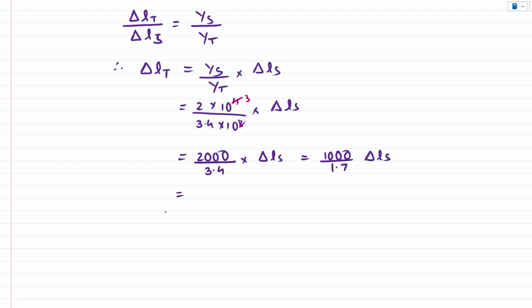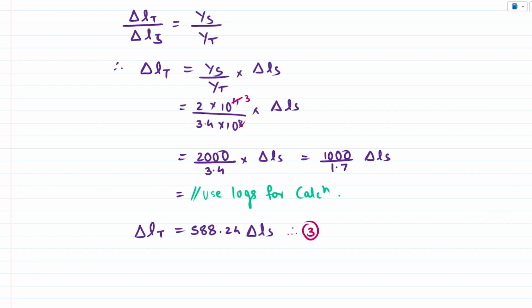And now you'll have to use logs to calculate this. So use logs for calculation, but for video, we'll skip the step and we get the answer as 588.24 times delta LS. So if you want to find the value of delta LT, that is extension in tungsten, we'll have to find the value of delta LS first. So let me mark this as equation number 3.